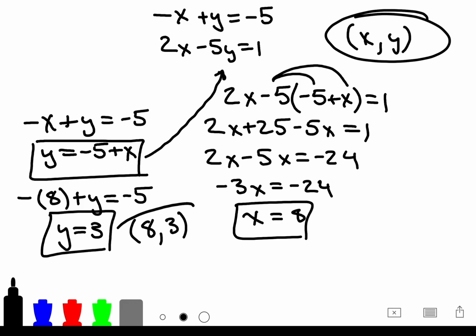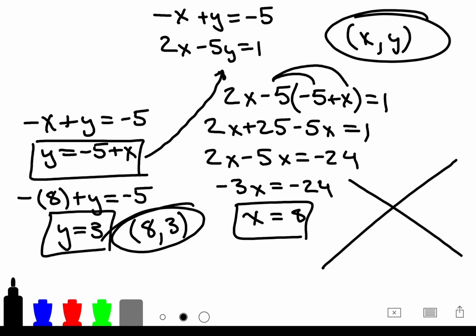Let me visualize this. If we plot those two graphs right there, say this is negative x plus y equals 5, and this lower one is 2x minus 5y equals 1. This point right here is going to be 8, 3. How cool is that?